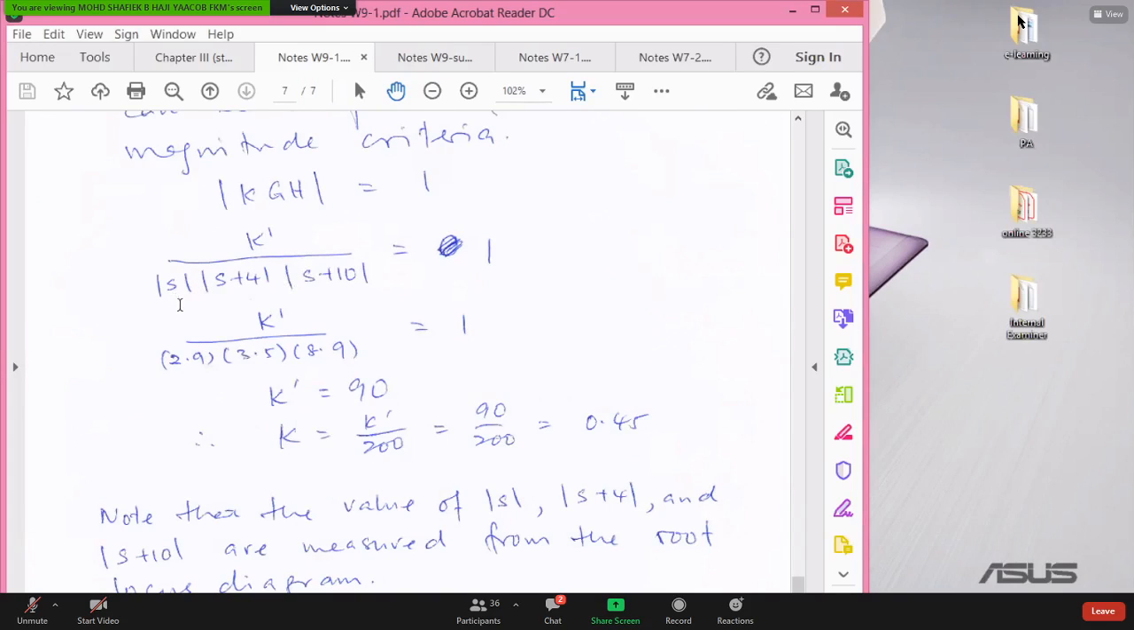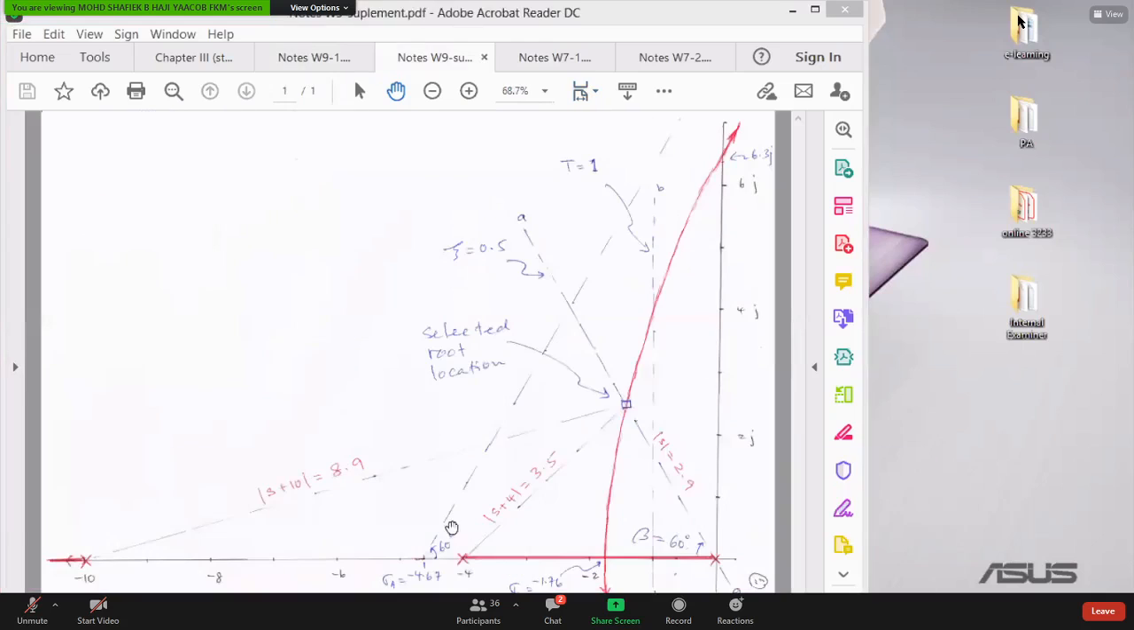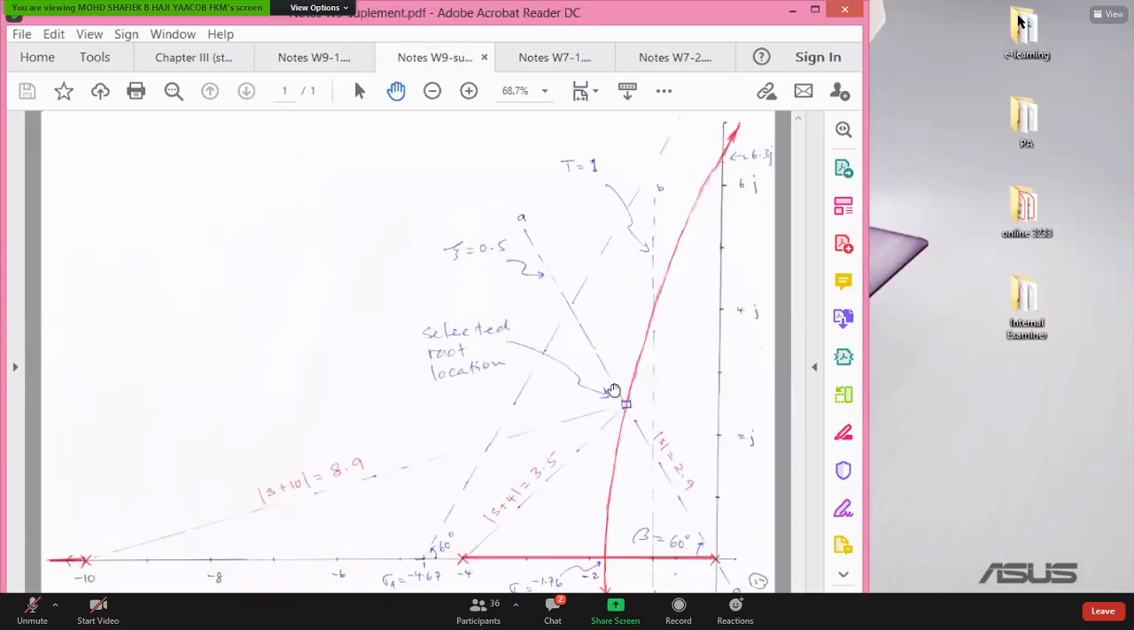So how do you get these values: the magnitude of s, the magnitude of s plus 4, the magnitude of s plus 10? You go back to your diagram. So this is your s. The magnitude of s is just the distance from the origin to your point. So you measure the distance from the origin to your point, and that will give you the magnitude of s.